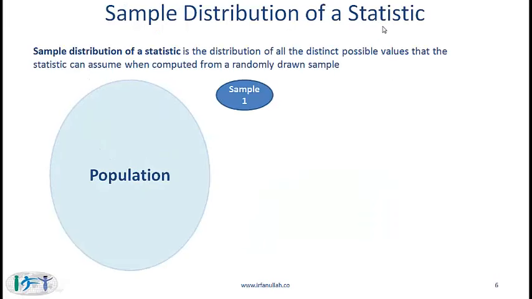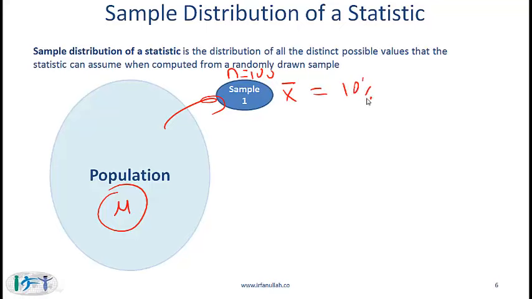Sample distribution of a statistic. Sample distribution of a statistic is the distribution of all the distinct possible values that the statistic can assume when computed from a randomly drawn sample. Let's continue with our example. So we have this large population which consists of all stocks in the United States, and you are concerned about the population mean. Let's say you draw the first sample with a sample size equal to 100, and you come up with the mean for sample 1, and let's say that that number is 10%.